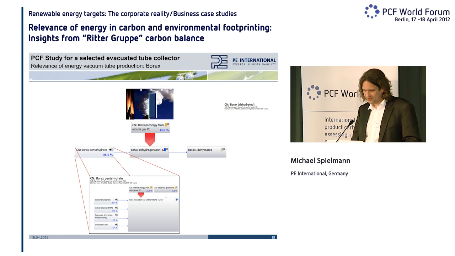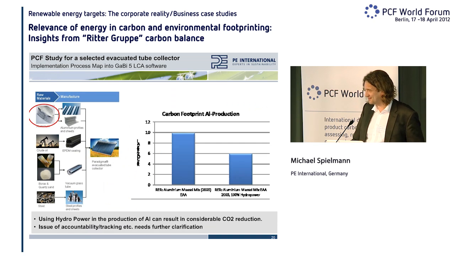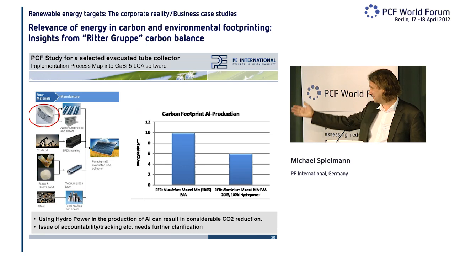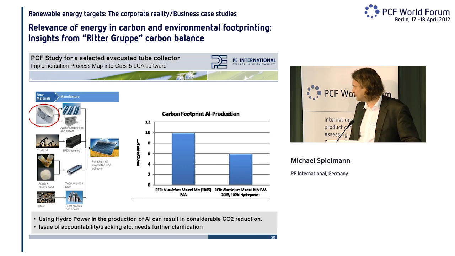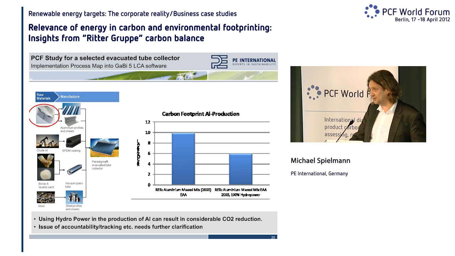And we also looked at the potential of materials, or what the influence is if we have different suppliers for certain materials. Aluminium is usually known as one of the worst materials in terms of carbon footprint. As you can see here, we did a comparison. On the left-hand side, you see the aluminium mix suggested by the European Association, and it's about 10 kilograms CO2 per kilogram aluminium. And this is an energy mix that reflects the European energy mix.